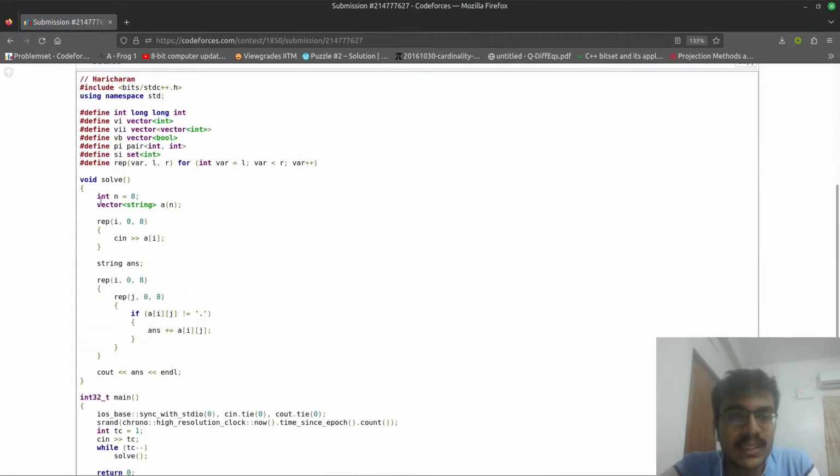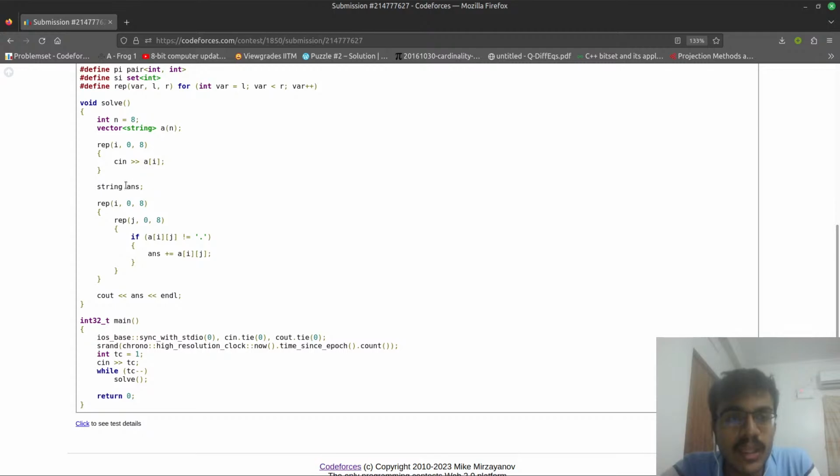Okay, so I just took a bunch of strings as the input. I had a string called answer, and to that I just appended all the characters which are not a dot, basically, and I just outputted that at the end. So hopefully that's clear, right?